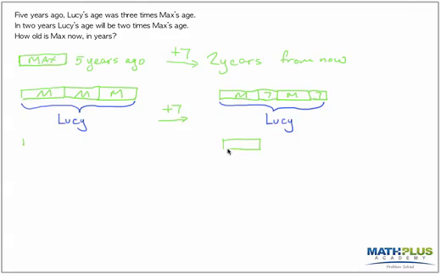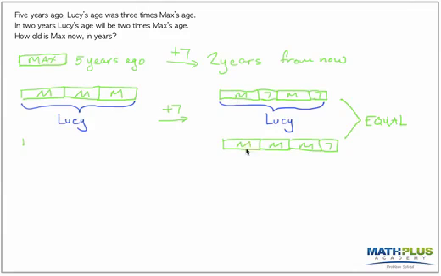So we have 3 Maxes and a 7. Remember, this part is Lucy 5 years ago, and the whole thing is Lucy now. And these are equal. So I should have drawn them to be the same length. And they're pretty close. My picture doesn't have to be perfect. Okay, these are equal. Well, now we can look at them.